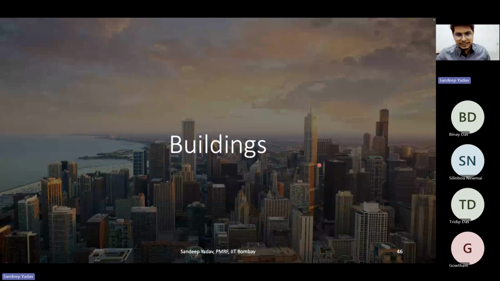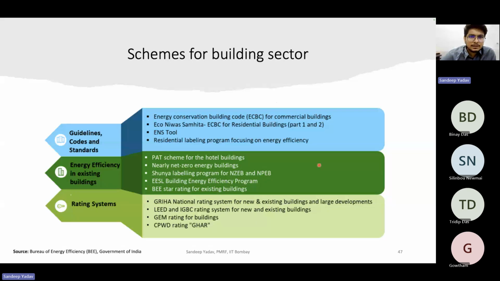Now moving to the schemes related to the buildings. In the building sector, there are schemes like guidelines, codes, or standards. One is the ECBC code, Energy Conservation Building Codes for the commercial buildings, Eco Niwas Samhita, or ENS tool, for the residential buildings, and a labeling program focusing on the energy efficiency in the existing buildings.